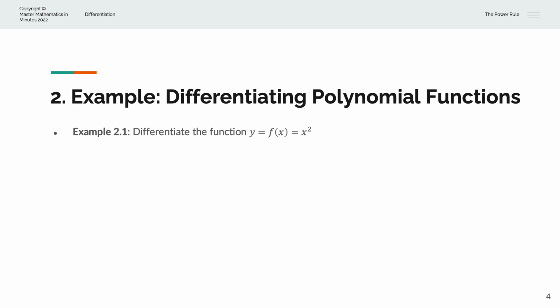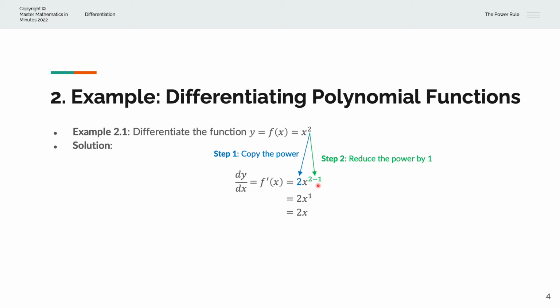In the first example, we're asked to differentiate the function y = f(x) = x squared. So we have dy/dx = f'(x) = 2 times x to the power of 2 minus 1. So the first step is to copy the power, and that becomes 2. And the second step is to reduce the power by 1, and that becomes 2 minus 1. And simplifying that, we have 2x to the power of 1, and that simplifies to 2x.